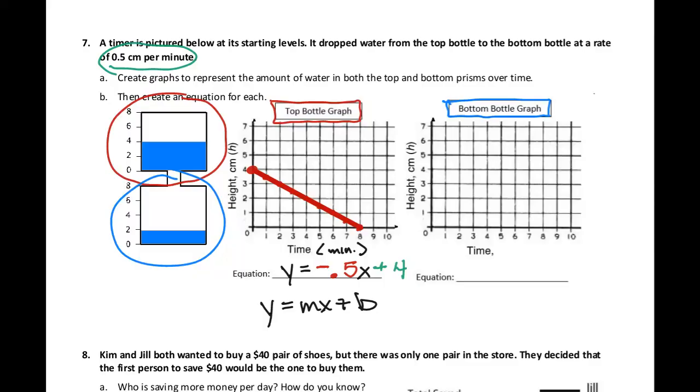All right, so that takes care of the top bottle. Now let's start with the bottom bottle graph. So as I look at this graph down here, tell me, what is the initial amount? What is my height, my y-intercept going to be for that bottom bottle? Survey says yes. Excellent. 2. So we start here at 2, and for this one, because the amount is increasing, it is going to be rising by a half centimeter per minute.